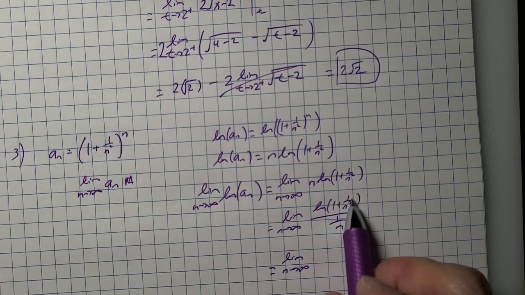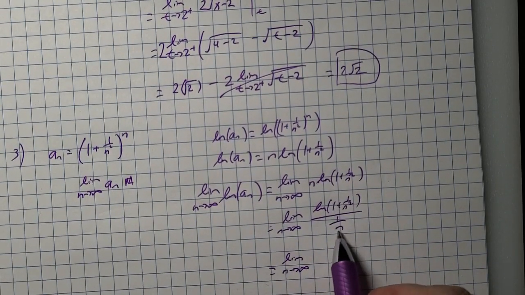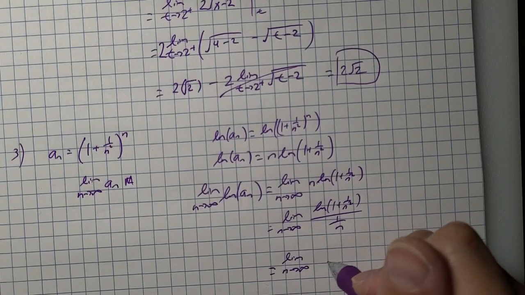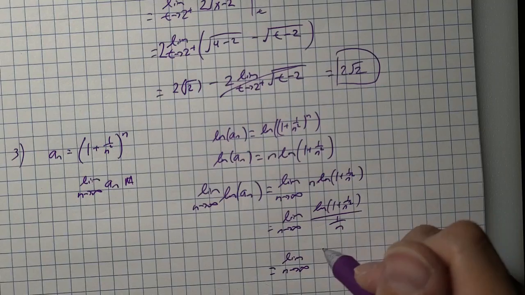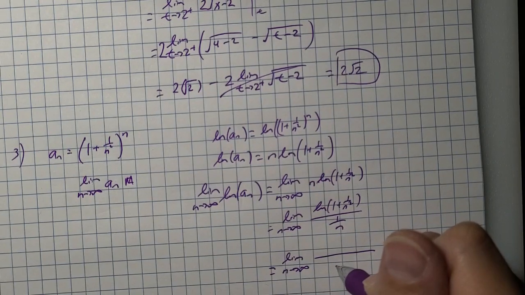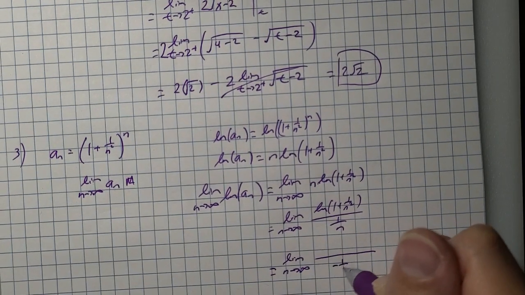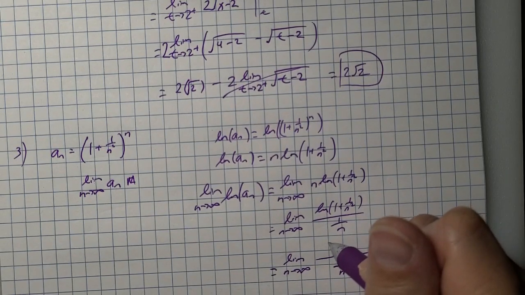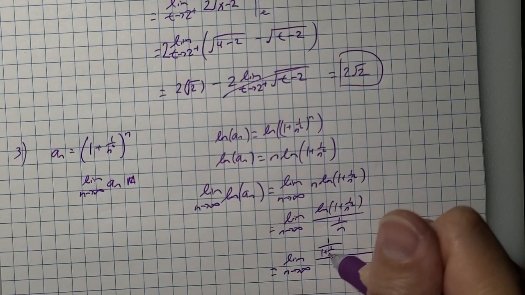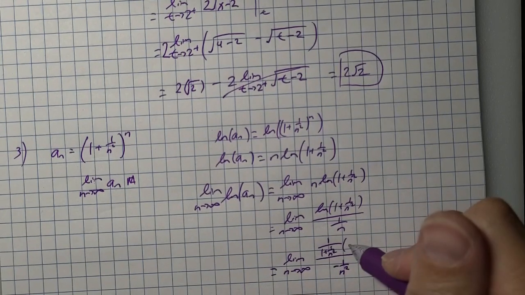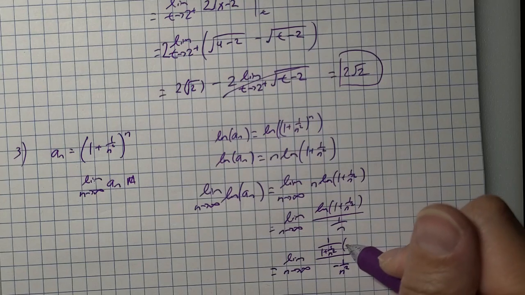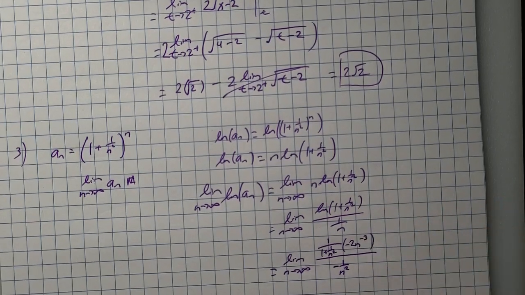It's 0 because this would go to 0, so ln of 1 is 0, and this would go to 0, okay? Now we take the derivative of the top and the bottom. The bottom would be just minus 1 over n squared, that's easy. How about the top? It'll be 1 over 1 plus 1 over n squared, times the derivative inside. The derivative of 1 is 0, and the derivative of n to the minus 2 would be minus 2n to the minus 3.